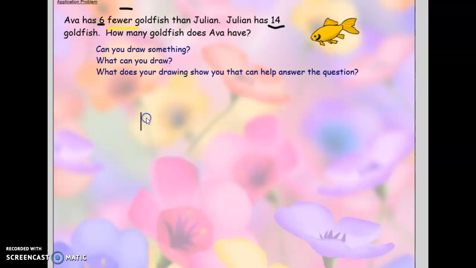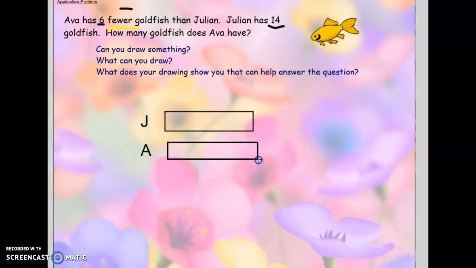So the first thing we're going to do is label our tape diagram. So we're going to do a J for Julian and an A for Ava. All right, so now I'm going to go ahead and add my rectangles. Remember, you should be following along doing this on your paper as well. All right, so let's look back at our word problem and see Julian. How many does Julian have? Julian has 14 goldfish. So we're going to go ahead and put that in our tape diagram next to J.